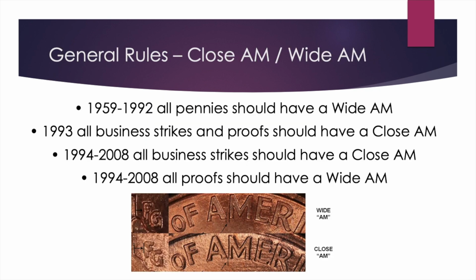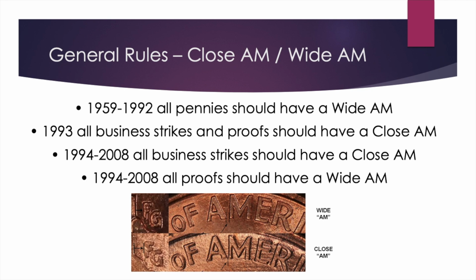Now let's go to the general rules. It's the same from my other presentation. I did one on the close AM coins, but basically 1959 and 1992, all pennies should have a wide AM, and they all do except for some of those 1992 coins I was just mentioning where they have a close AM that are pretty valuable, and then there are the infamous wide AM 88 errors, but those are really just the reverse of 1989.